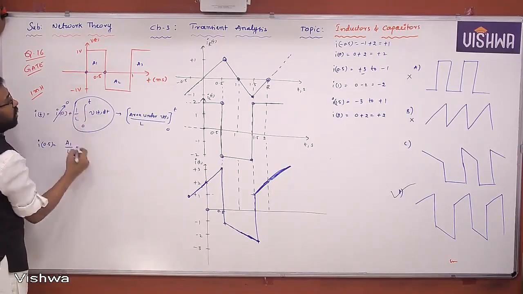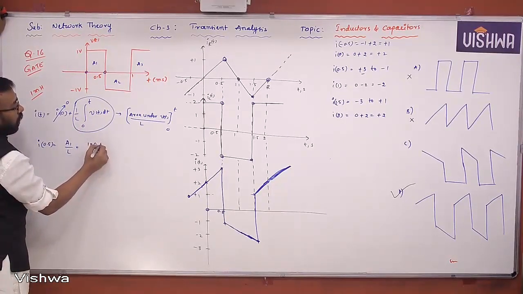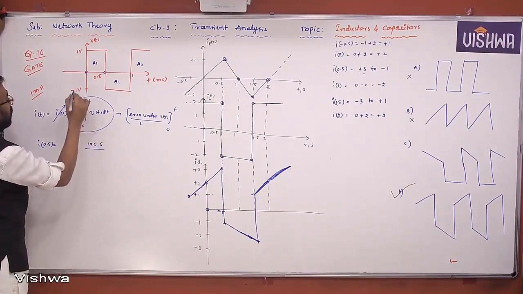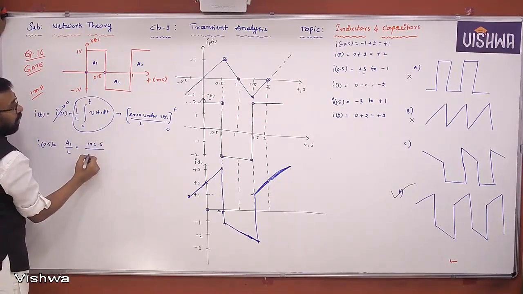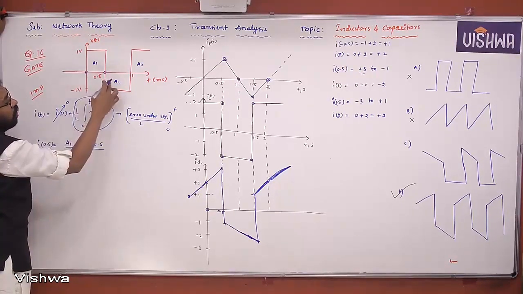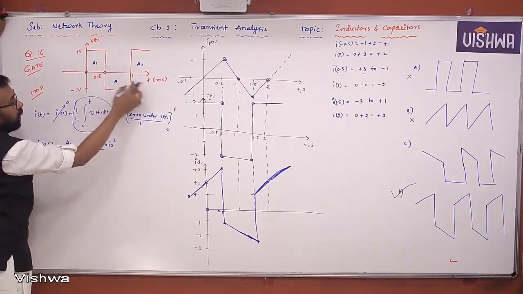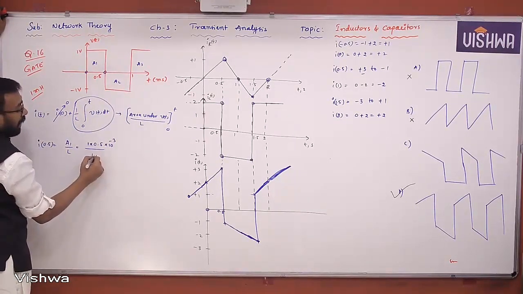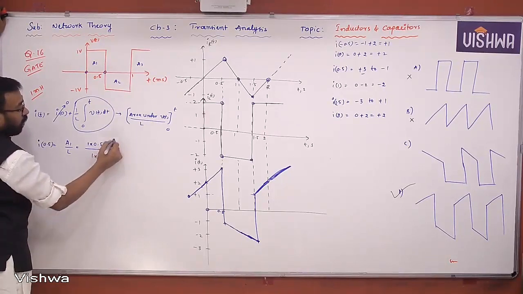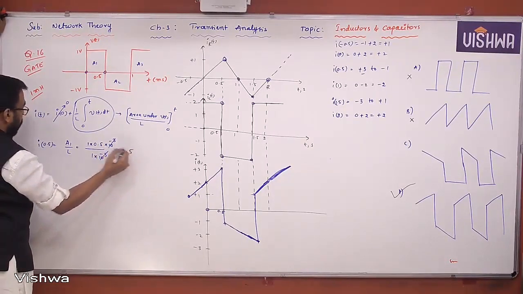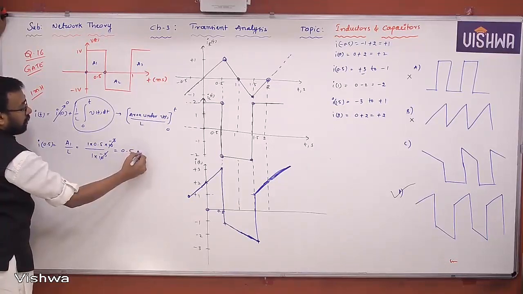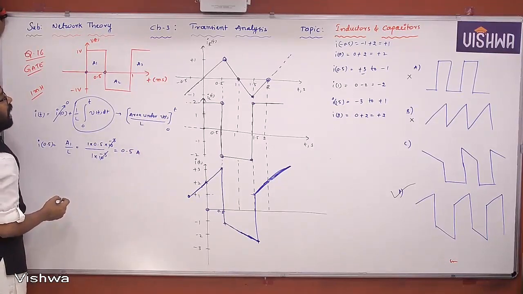But what is A1 actually? 1 into 0.5, divided by L, which is 1 millihenry. So 1 into 0.5 into millisecond, that is 10 power minus 3, divided by 1 millihenry, 10 power minus 3. So finally you got 0.5 amperes. Yes or no, all of you? 0.5 amperes means, where is it actually 0.5?